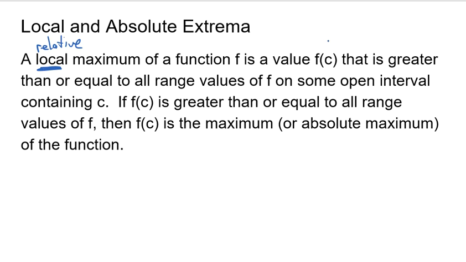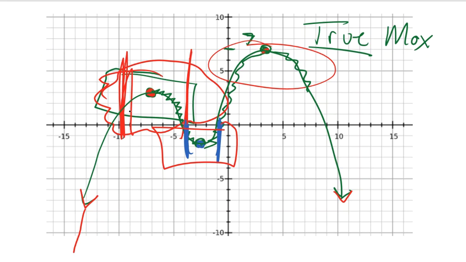Now remember, f of c is just a fancy way of saying y. So what we're saying, a relative or a local max of a function is a y value that is greater than or equal to all other values of f in some open interval containing c. So I'm going to go back to my very messy graph here. What we're saying is like this right here is a local or a relative max, right? If I were to look at a local area, an interval from say -10 to -5, in that interval, this y value of this point is higher than all other y values. That's a local or relative max.